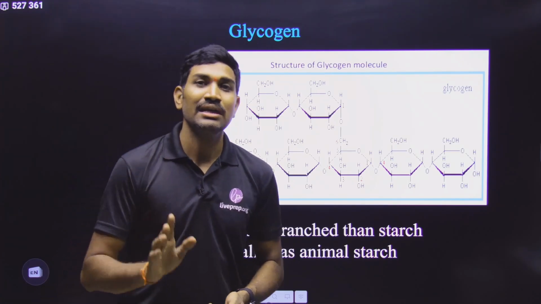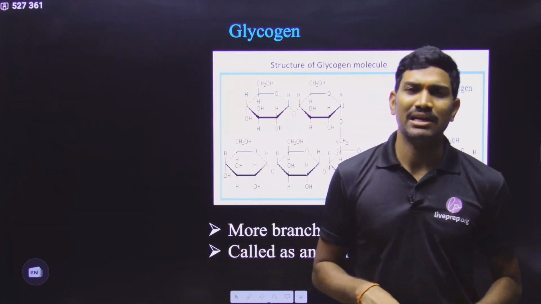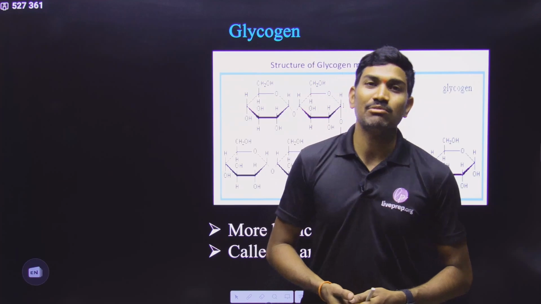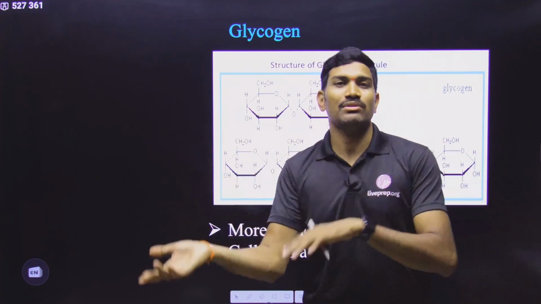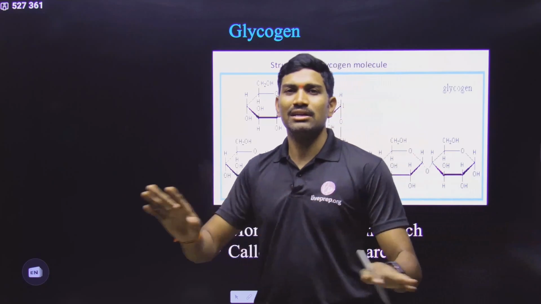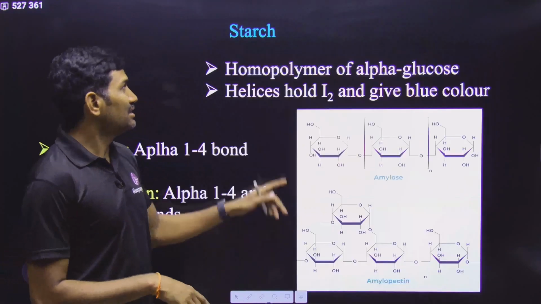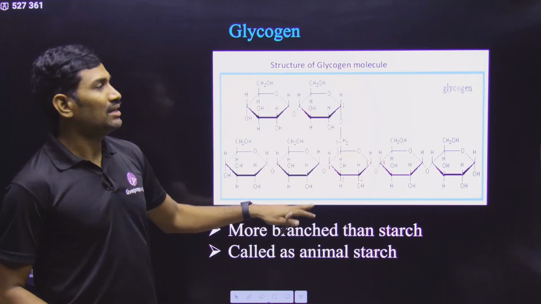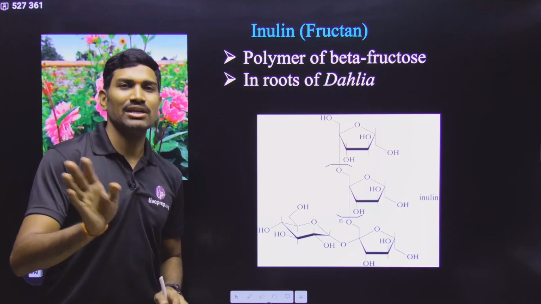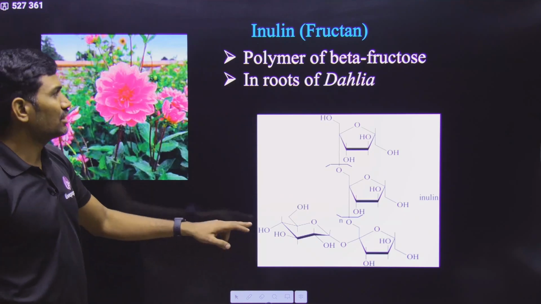Please remember this. Herbivorous animals eat plants, and they have an enzyme called cellulase. So they can digest cellulose, but we are not producing the cellulase enzyme, so we cannot digest cellulose. We can digest starch and glycogen, but we cannot digest inulin and we cannot digest cellulose. Clear? So this is one important point that we need to understand.